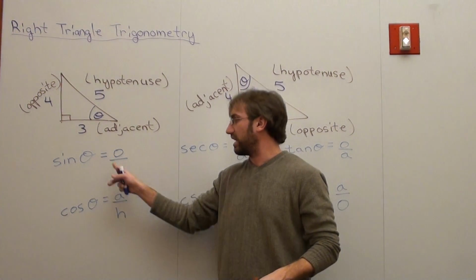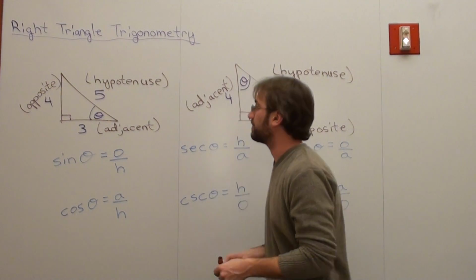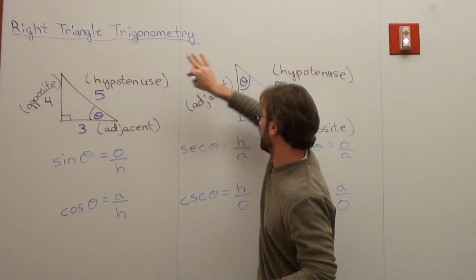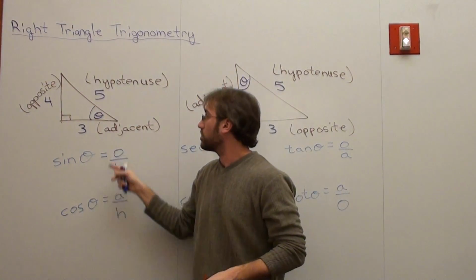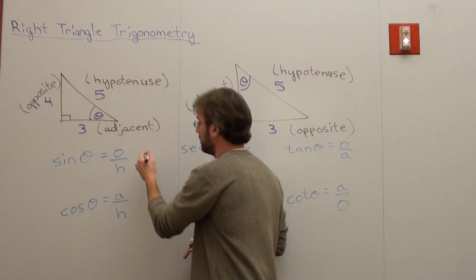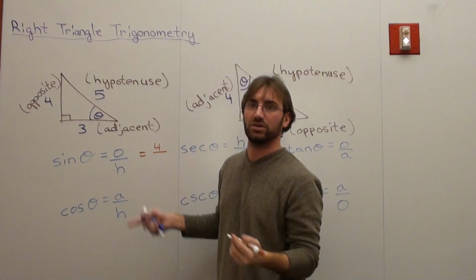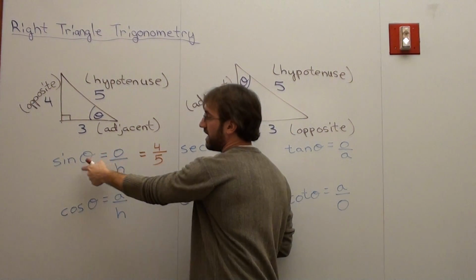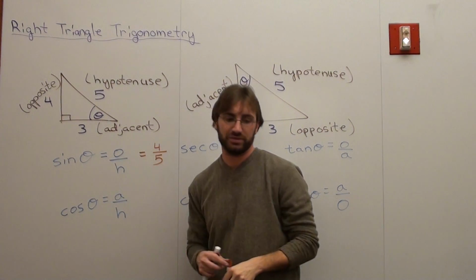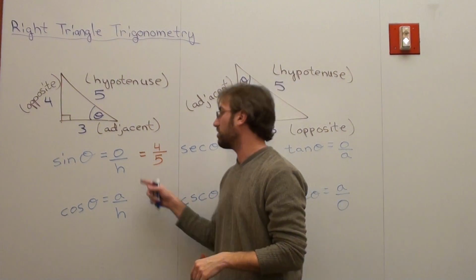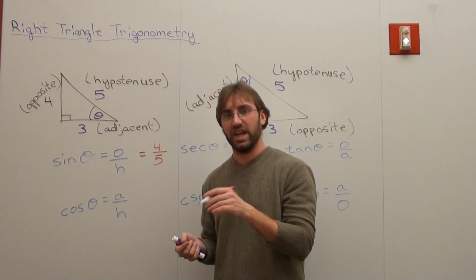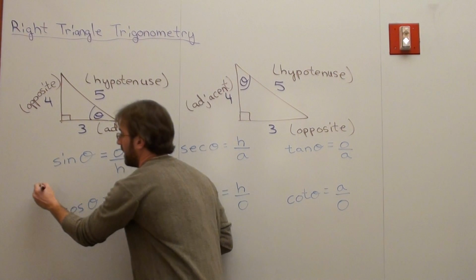So the sine of theta equals opposite over hypotenuse. And we're doing this triangle right here. Ignore the second one, we're doing the first one. So the opposite is 4 over hypotenuse, which is 5. So the sine theta equals 4 over 5. That's it. I wouldn't write just 4 over 5, I'd write sine of theta equals 4 over 5.